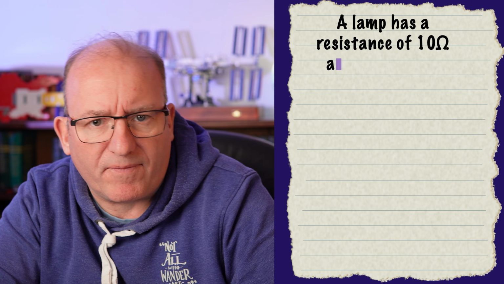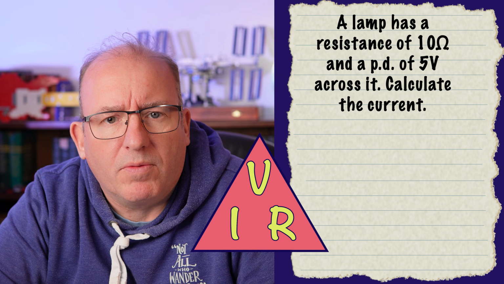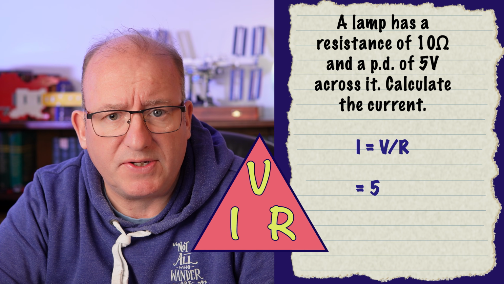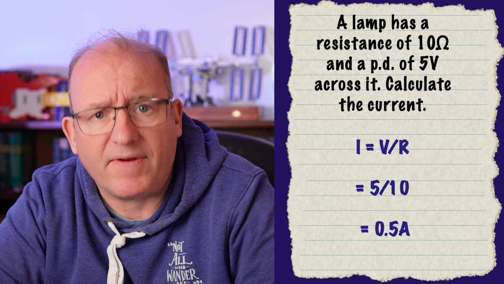Let's look at another example. A lamp has a resistance of 10 ohms and a potential difference across it of 5 volts. What's the current flowing through it? Well, I is V over R. The voltage is 5 volts, the resistance is 10 ohms, 5 over 10 gives us 0.5 amps.